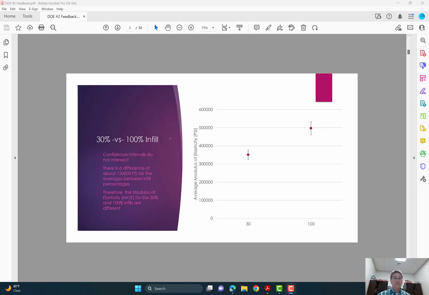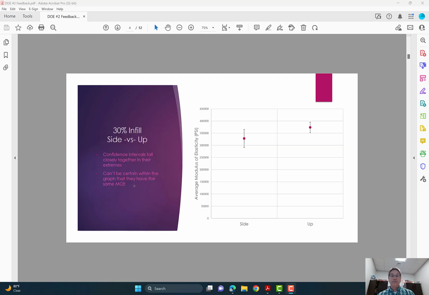So then she starts her story off with 30 versus 100, showing this, talking about the confidence intervals don't intersect, therefore the modulus of elasticity are different. Another way to say that is, okay, your factor was infill. You could say the factor infill does matter. We have to analyze the data for the two separately.